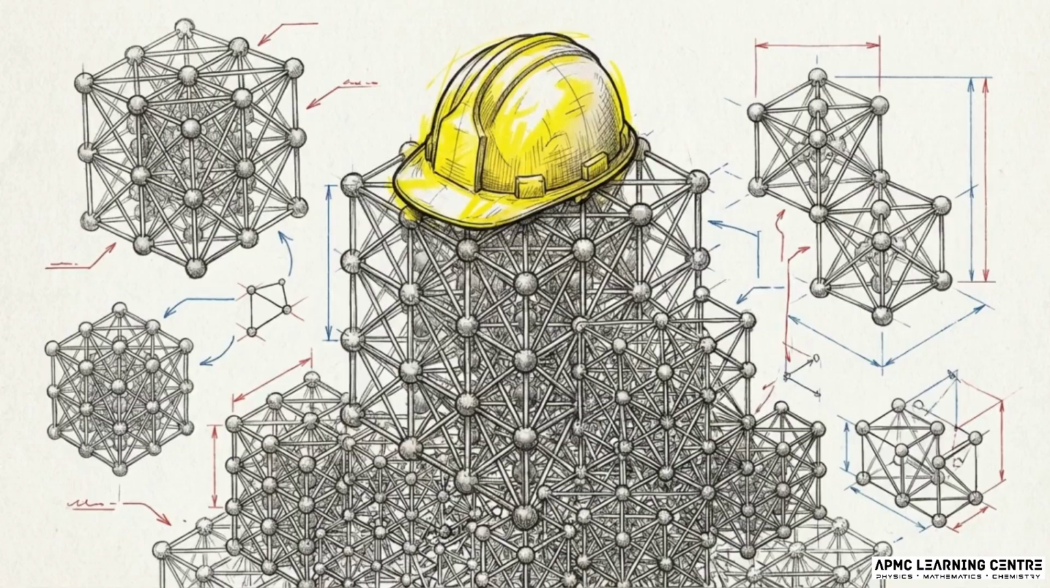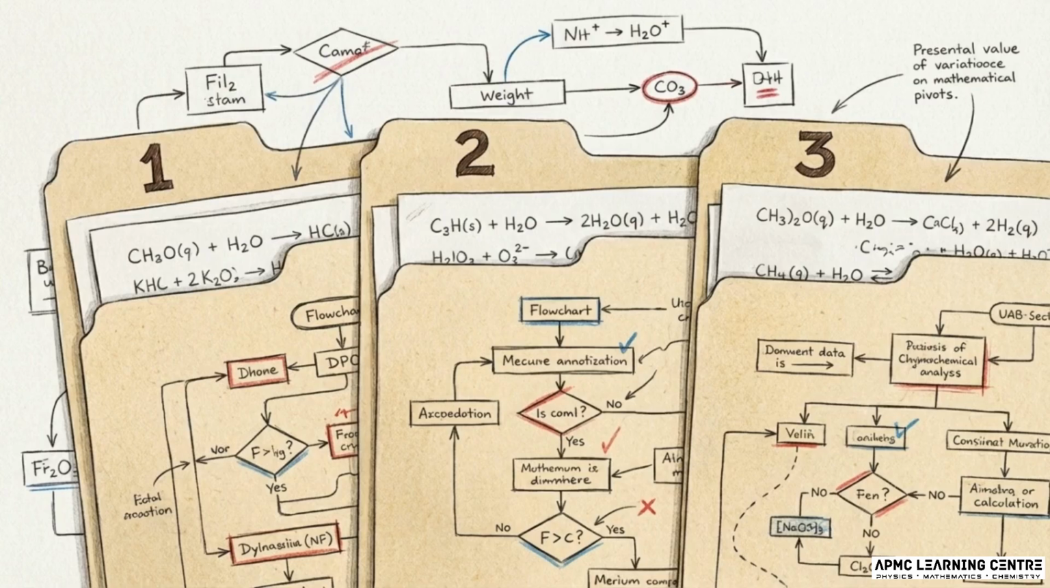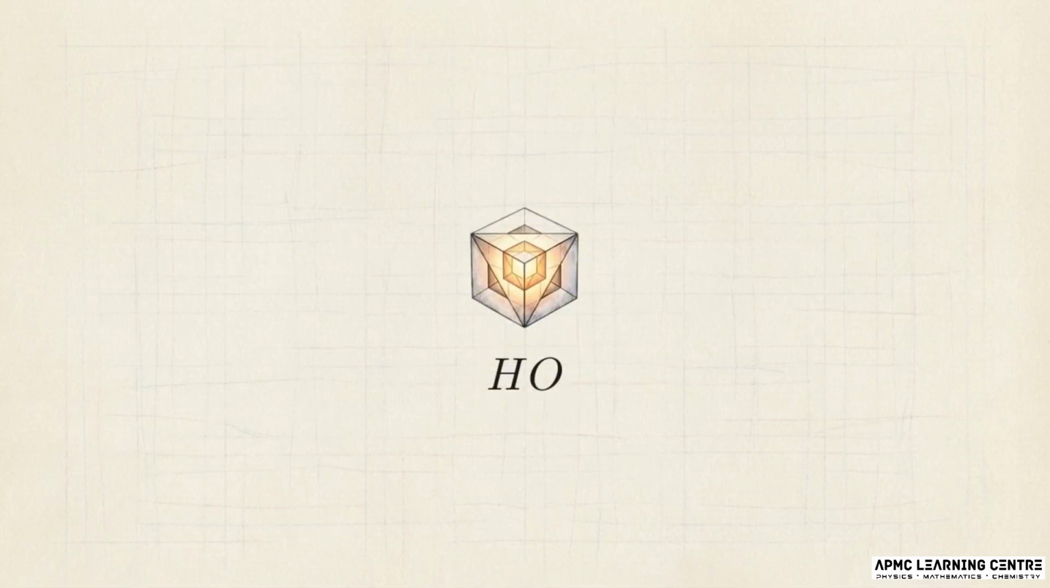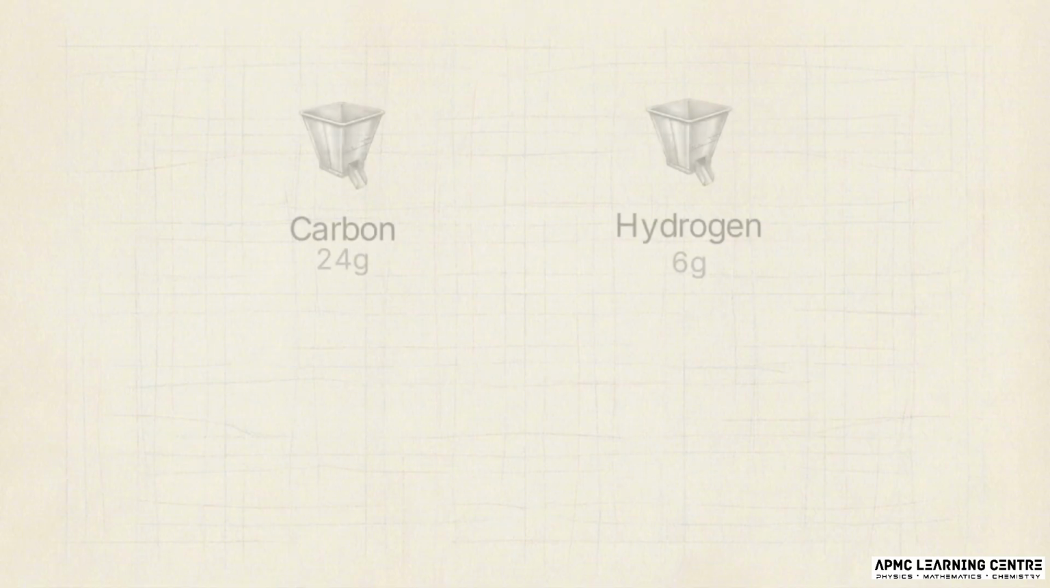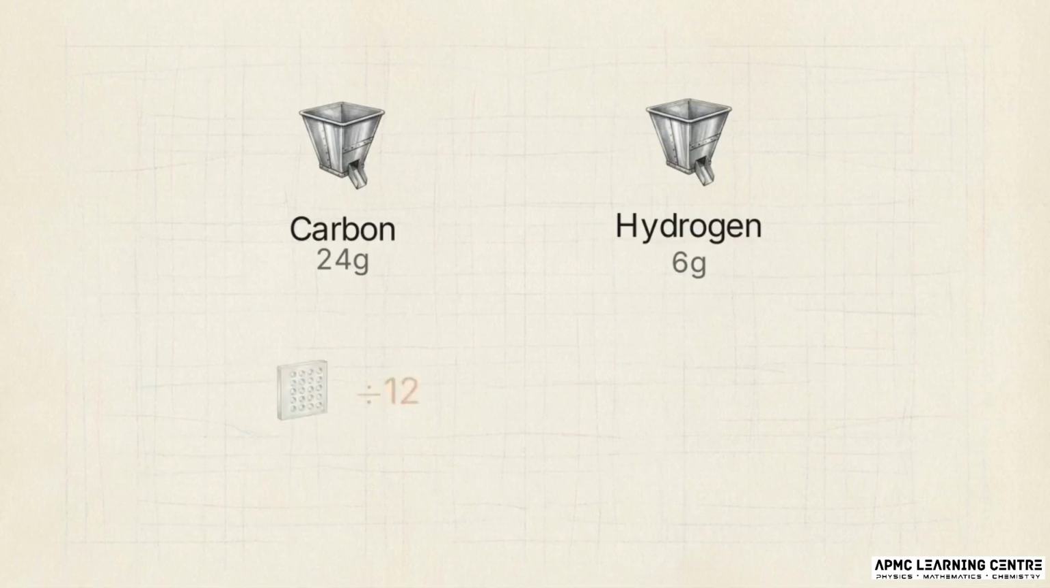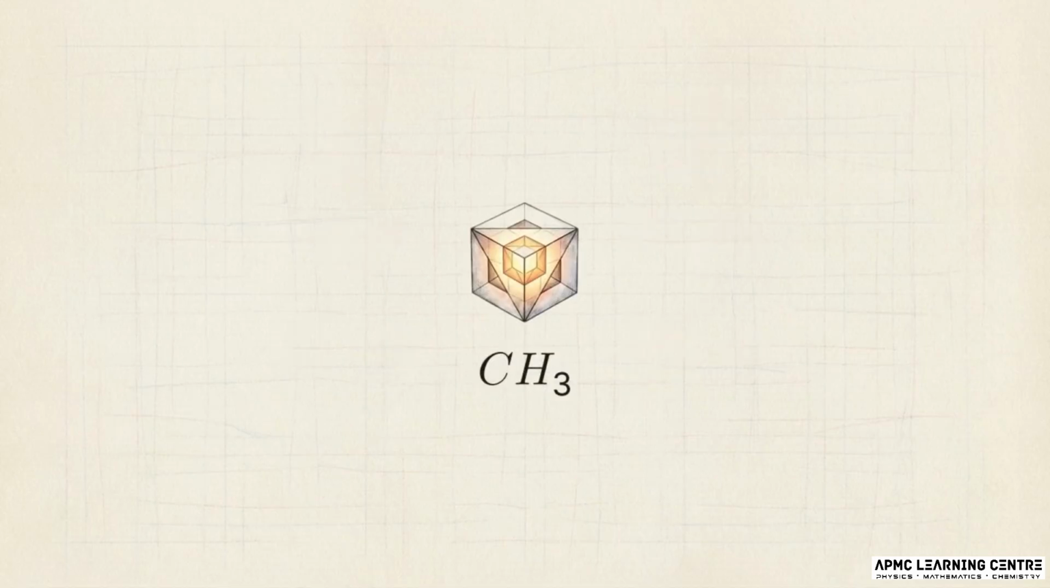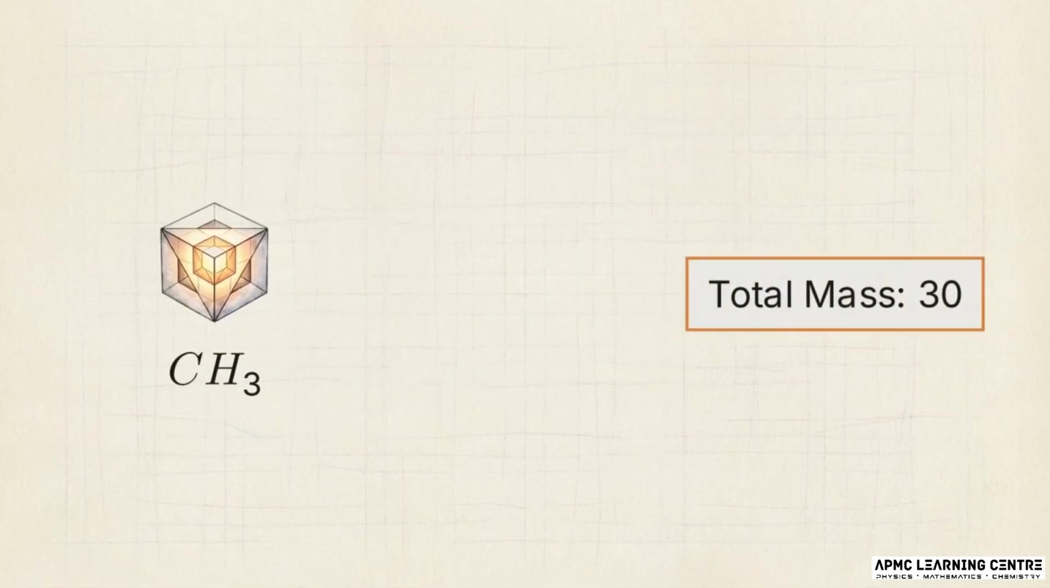Let's put on the hard hat and act as the architect. We can apply these tools rapidly to 3 quick scenarios. First, we need to find the empirical base of hydrogen peroxide, H2O2. By finding the common factor of 2 and dividing, the subscripts physically split in half, leaving us with a simple base of HO. Next, let's push some raw data through the pipeline: 24 grams of carbon and 6 grams of hydrogen. We divide 24 by carbon's atomic mass of 12 to get 2. We divide 6 by hydrogen's atomic mass of 1 to get 6. Normalizing that 2:6 ratio gives us a base of CH3.